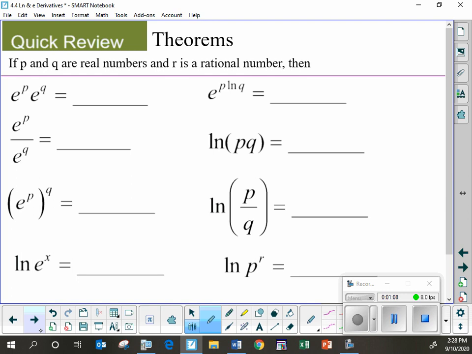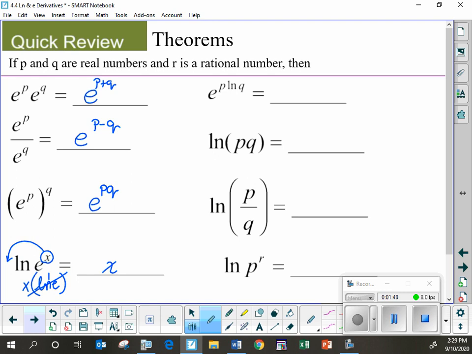This one is just about reviewing your exponential properties. If I had e to the p times e to the q, I'd have e to the p plus q to bring it into one base. Quotients, we can bring together with one base using subtraction. Base raised to a power, we multiply those powers. Natural log of e to the x turns out to be x. We can use the power rule, which brings the x down in front, and we know that the natural log of e is 1, so that turns out to be x.